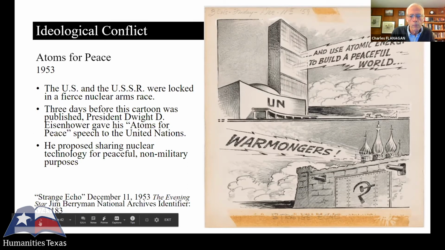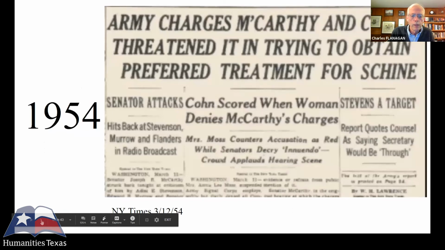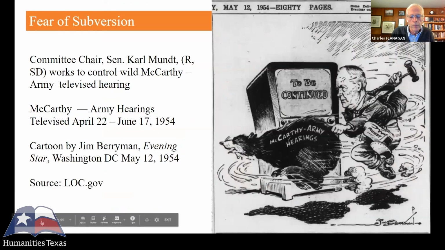And so I think that gives the kids a sense of this hope that we could find a peaceful way to avoid conflict. I want to move quickly into the next year, 1954, because here we have a real circus with Senator McCarthy accusing the Army of having communists involved in it, and the Army accusing him back of trying to get favorable treatment for one of his staff members.